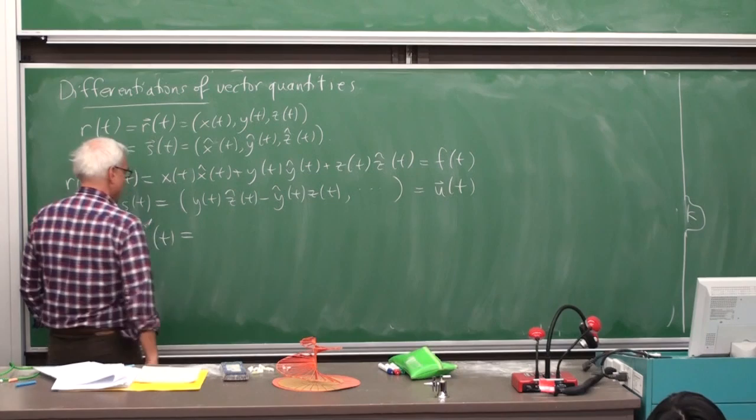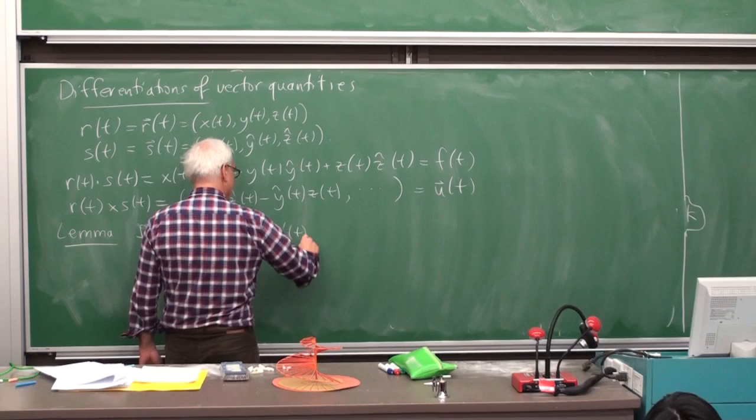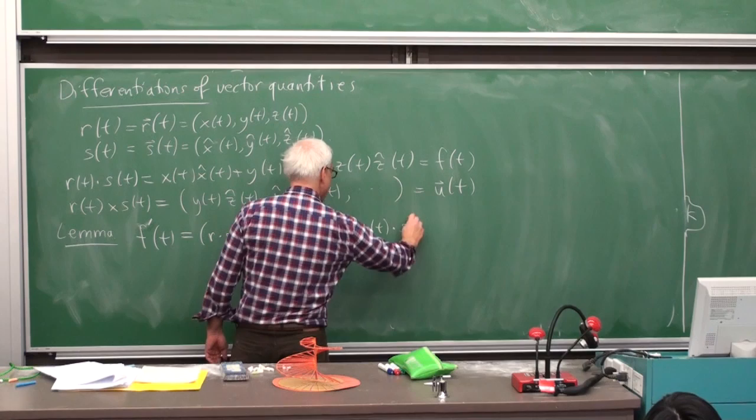okay, so that's r dot s, really. Then the formula is that it's r prime of t dot s of t plus r of t dot s prime of t, where the primes are always derivatives with respect to t.